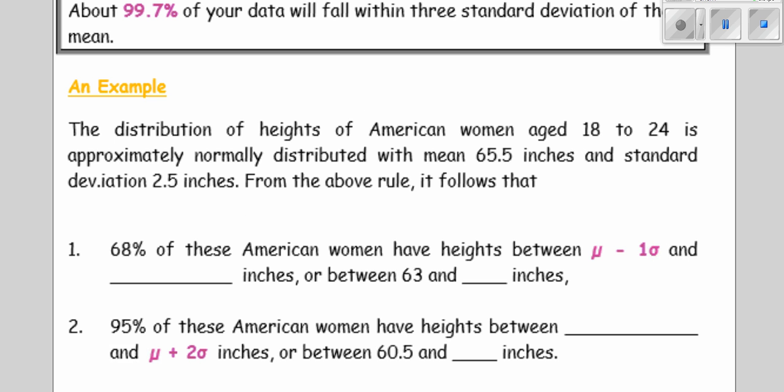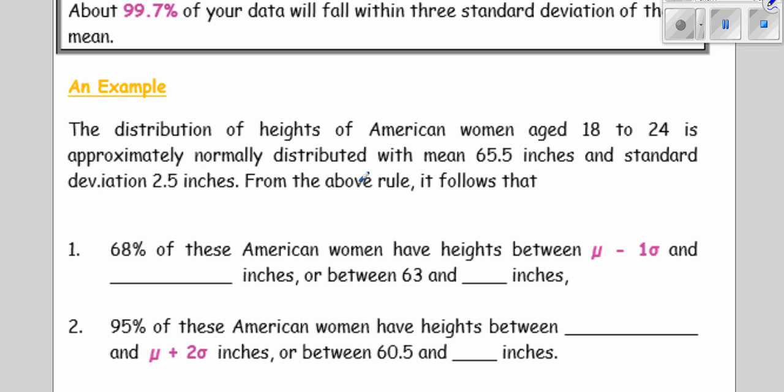The distribution of heights of American women aged 18 to 24 is approximately normally distributed with a mean of 65.5 inches and a standard deviation of 2.5 inches. So that would be 68 something that way, and then 62 that way. That's where the 68 and the 63 came from.